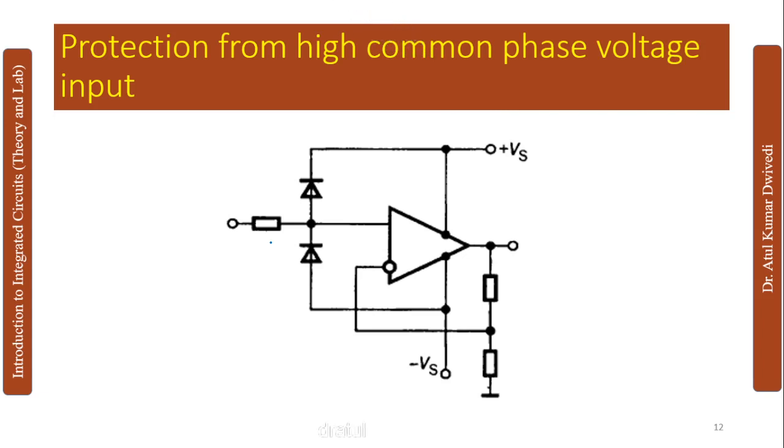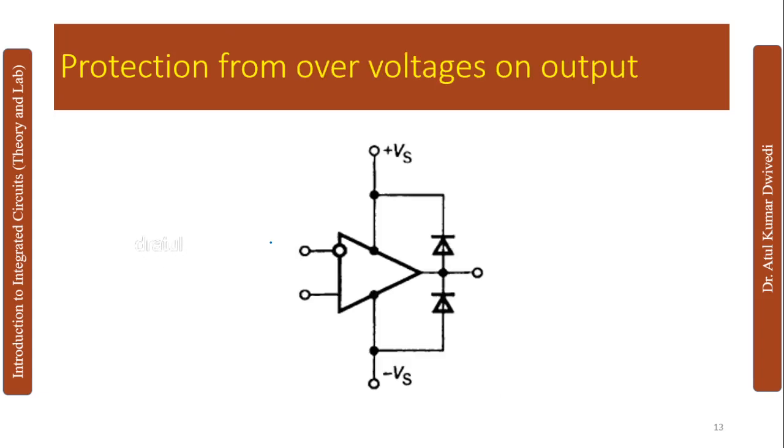So a Zener diode is connected like this in the supply circuit. So you can see here a Zener diode is connected to the supply circuit. If the circuit is connected to the op-amp, then there can also be protection from the output voltages.